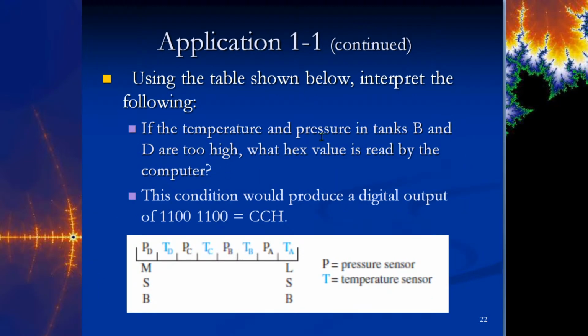It says, if the temperature and pressure in tanks B and D are too high, what hex value is read by the computer? The condition that would produce a digital output is 1100, 1100. It says if the temperature and pressure in tanks B and D are too high, so that's these two, and that is these two. So it would be 1100, 1100. And if we convert that to hex, this is C and this is C. So the answer is CC. CC in hex, that's what that means. If you're wondering what that H is off to the side, that's the same as me putting a 16 in the subscript.